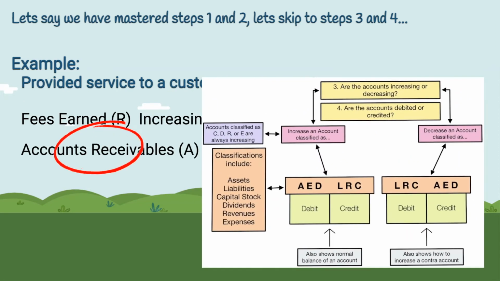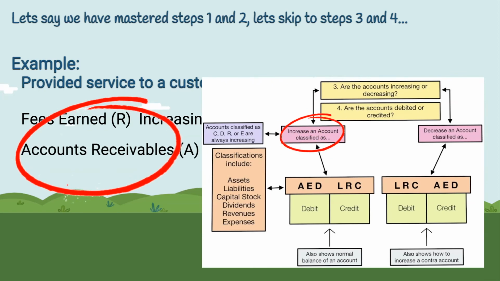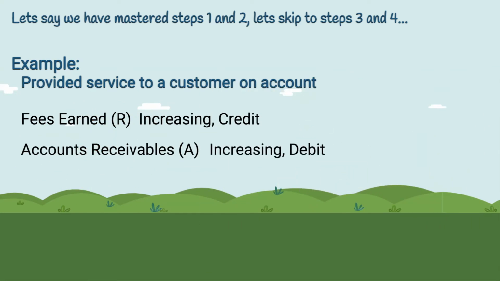Accounts receivable, what the business expects to receive from the customer in the future, is also increasing. Use the AED-LRC image. Asset is above debit. Accounts receivable is increasing and is debited.